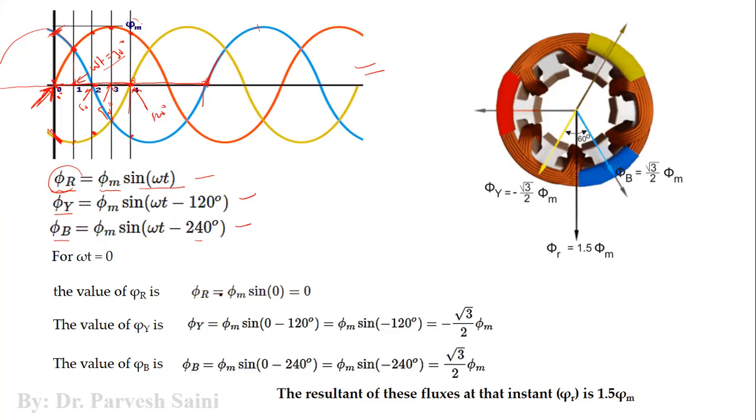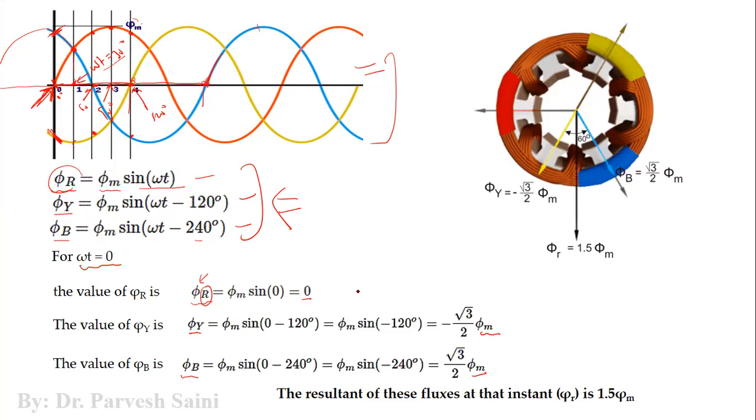Now at omega t equal to 0, if we put omega t equal to 0 in the three standard equations of these three fluxes, we will have phi r is 0, phi y is minus root 3 by 2 phi m. It is simple trigonometry, right? So phi b is root 3 by 2 phi m.